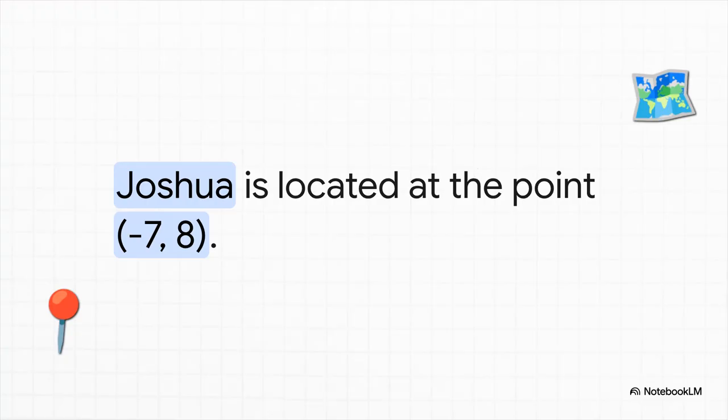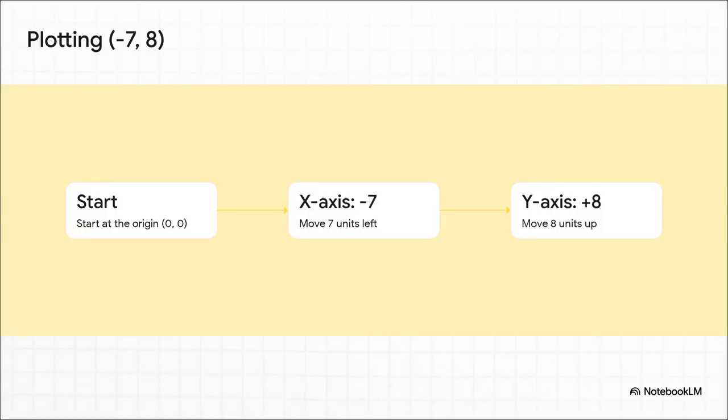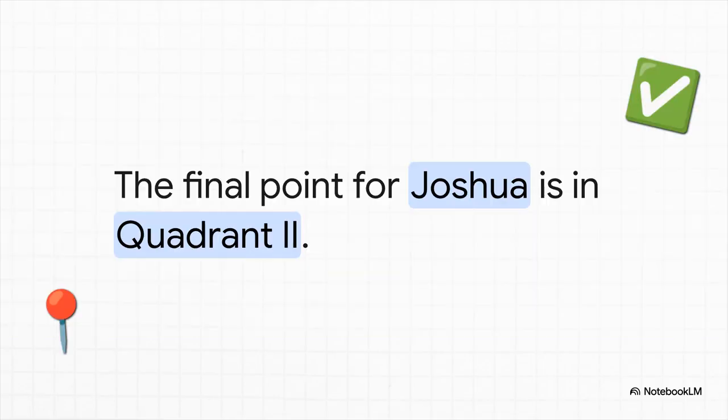So, the first example from the lesson plan puts the figure of Joshua at the coordinate pair -7, 8. The question is, how do we find him on this grid? The process is super straightforward. You always start at the center, the origin, at 0, 0. The first number is -7, so we're going to move 7 spots to the left. The second number is a +8, which means from there, we just go 8 spots straight up. And there you have it. A negative x and a positive y will always land you in that top left section, which we call Quadrant 2. Now, that whole concept is tied to a memorable character.